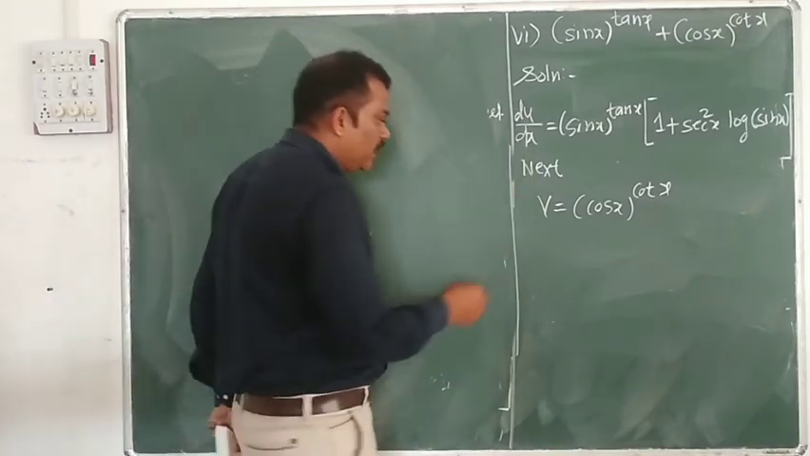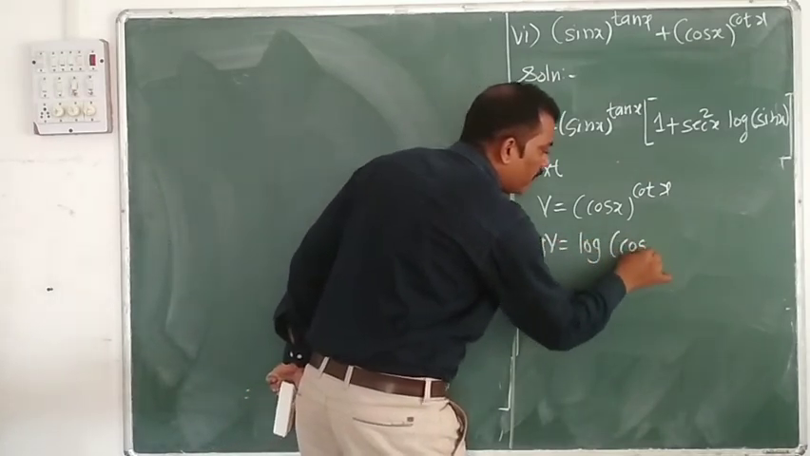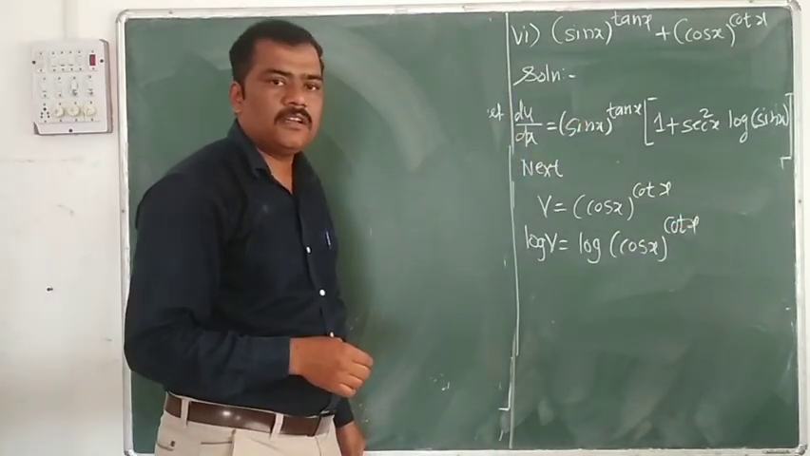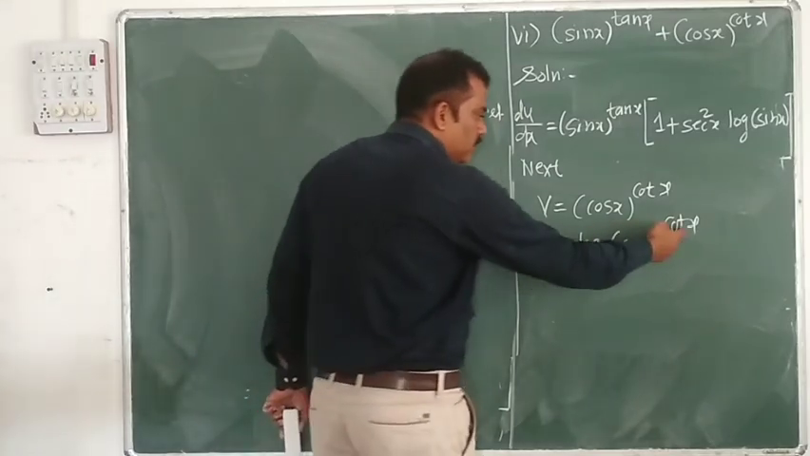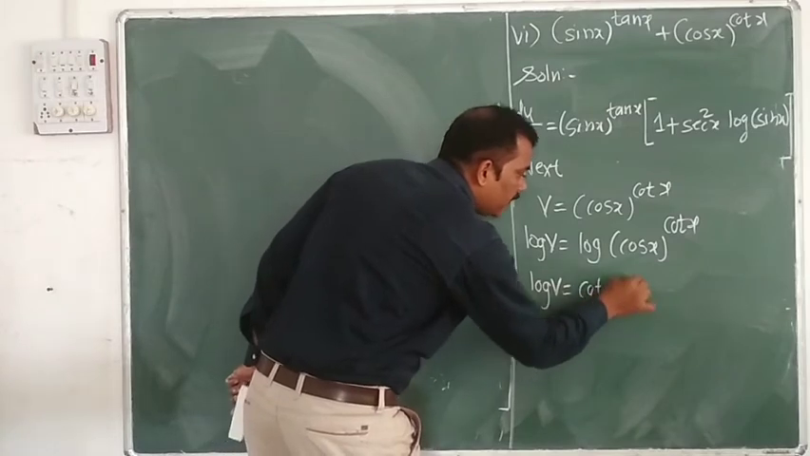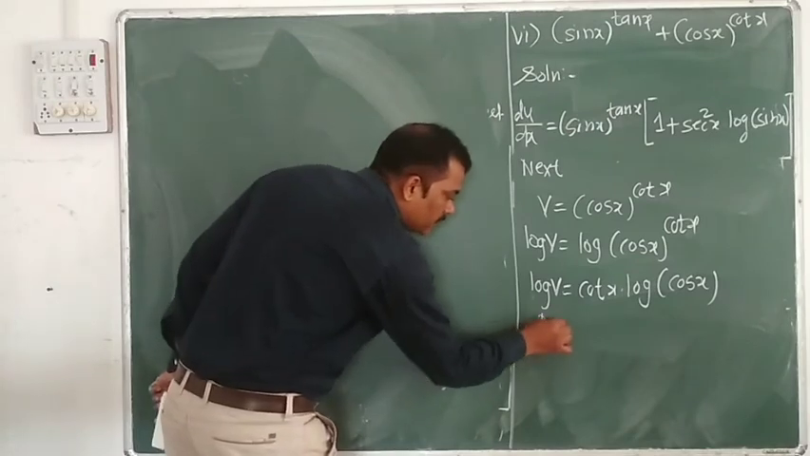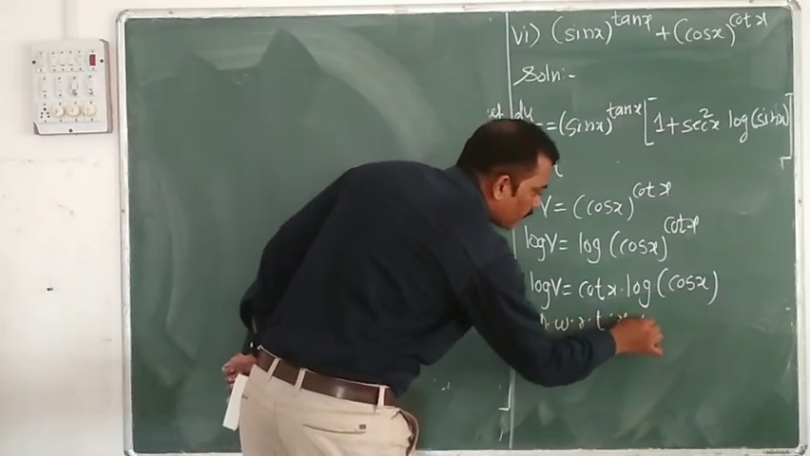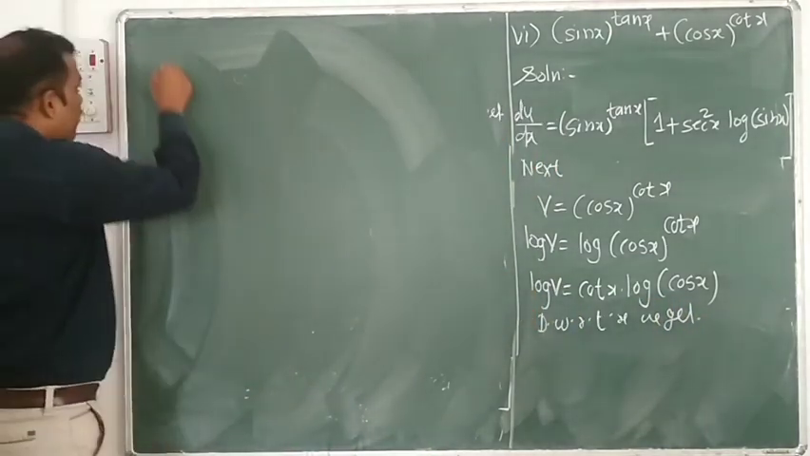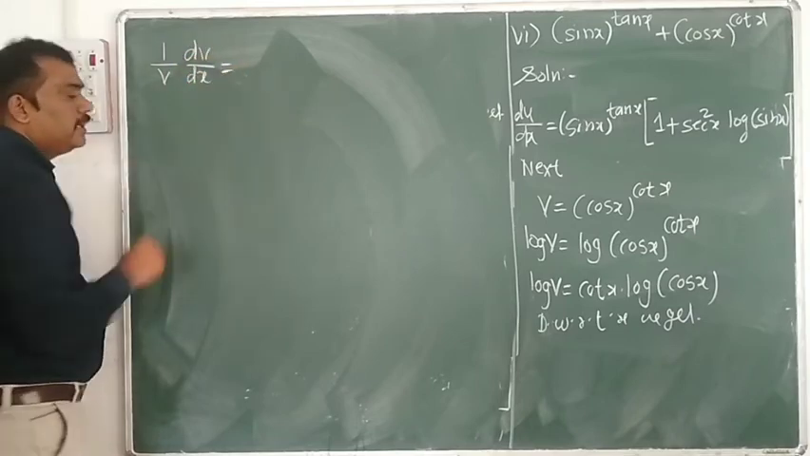By taking log on both sides, we get log of v is equal to log of cos x raised to cot x. Again, by using the laws of exponent, this cot x gets multiplied, that is, log of v is equal to cot x into log of cos x. Now we have to differentiate this with respect to x. First we keep the finger on log. What is the derivative of log? It is nothing but 1 upon v, and the derivative of v with respect to x is dv by dx.